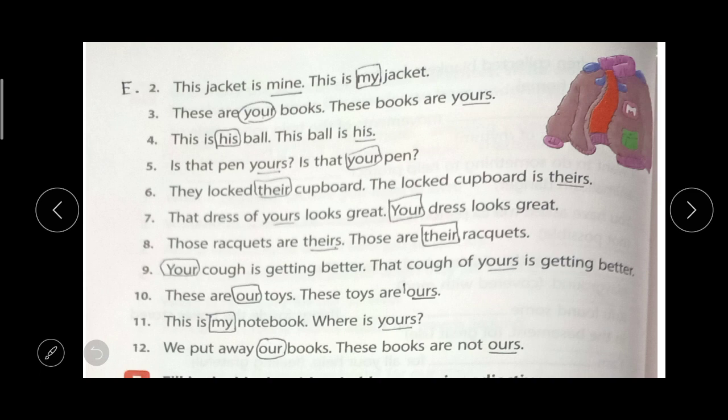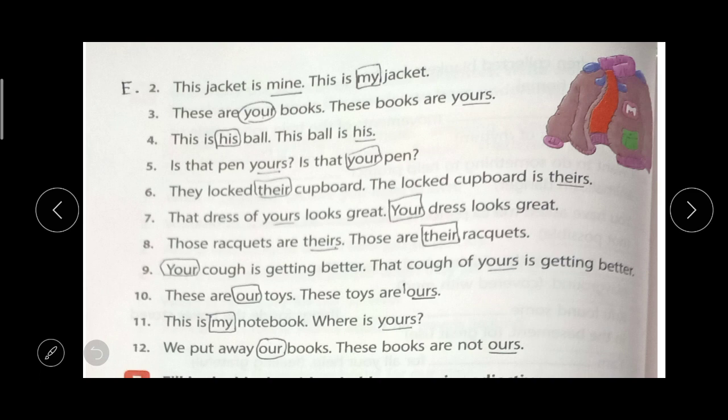Number 5, the possessive adjective is your and the pronoun is yours. Number 6, the adjective is their and the pronoun is theirs. In number 7, the adjective is your and the pronoun is yours. Number 8, the adjective is their and the pronoun is theirs. In number 9, the adjective is your and the pronoun is yours. In number 10, the adjective is our and the pronoun is ours. Number 11, the adjective is my and the pronoun is yours. Number 12, the adjective is our and the pronoun is ours. So these are the things.